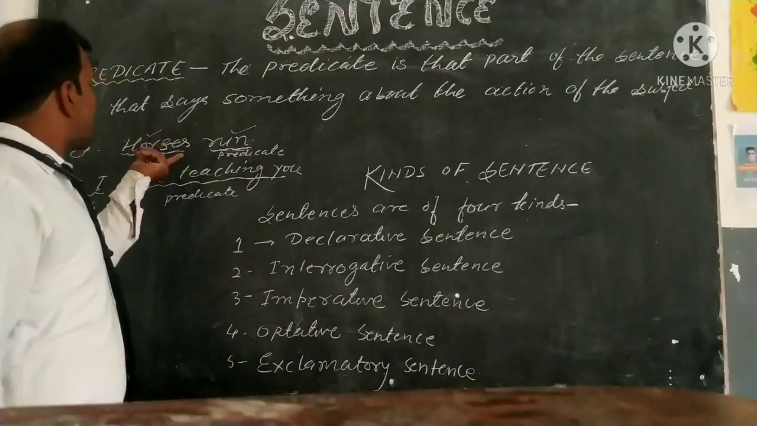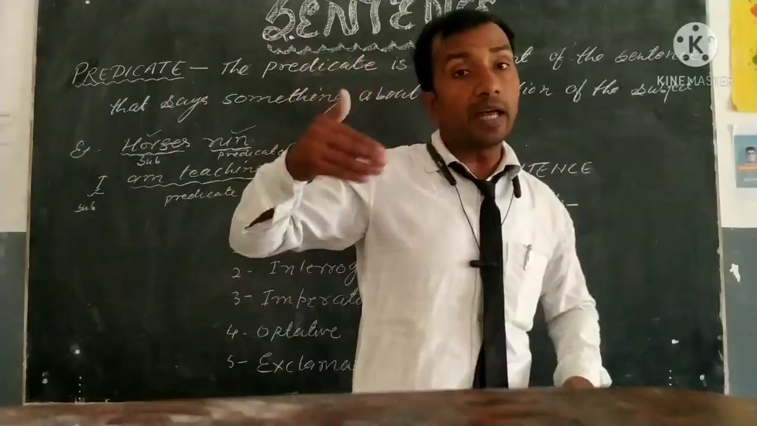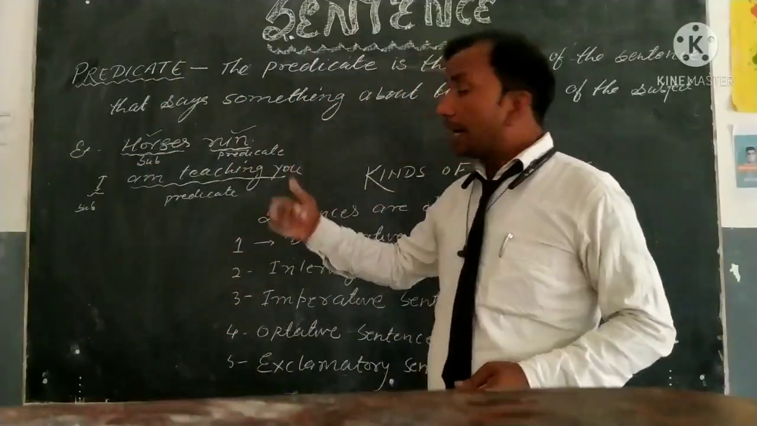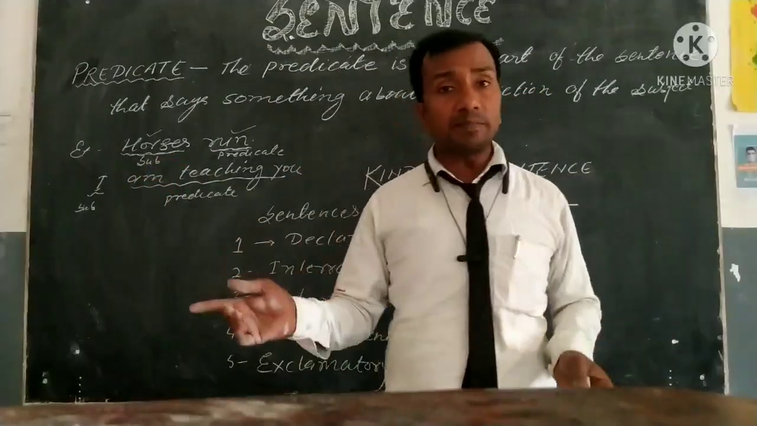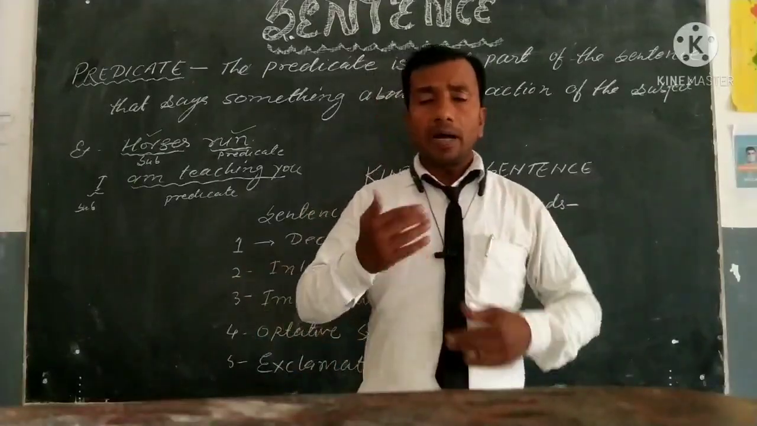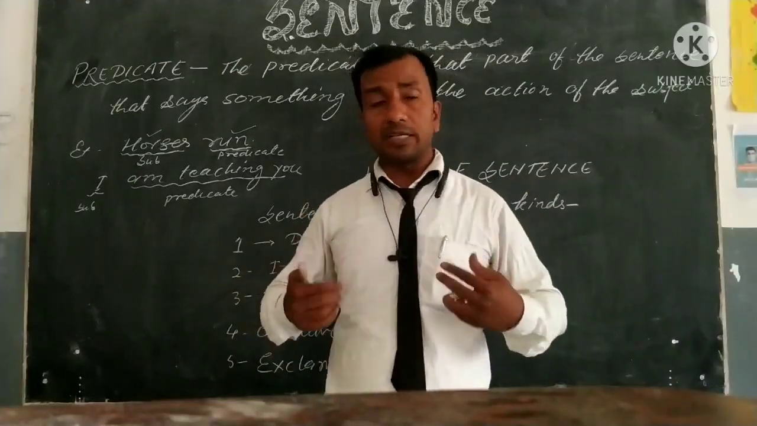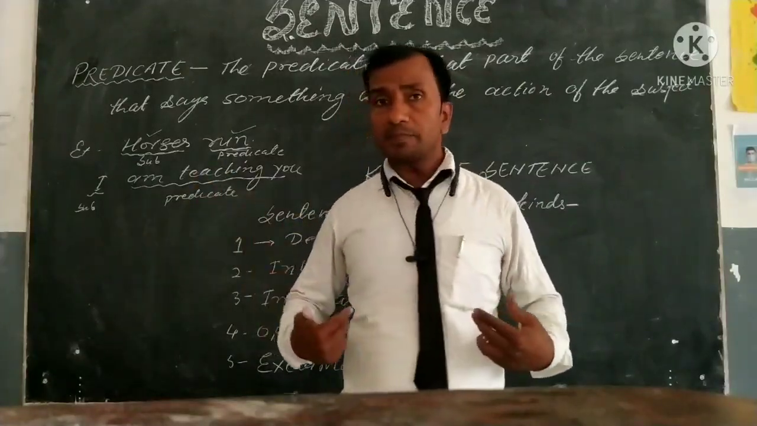यहां पर सेंटेंसेस कह रहा है कि हॉर्सेस रन, घोड़े दौड़ते हैं. दौड़ने का काम, दौड़ना क्या है? एक्शन है. एंड एक्शन किसके द्वारा किया जा रहा है? हॉर्सेस के द्वारा. तो who will be the subject? Of course horses. I am teaching you. एक्शन कौन कर रहा है? मैं कर रहा हूं. टीचिंग करने का एक्शन कौन कर रहा है? मैं. तो I will be the subject.